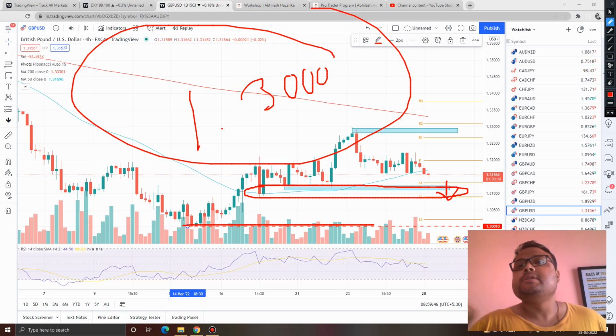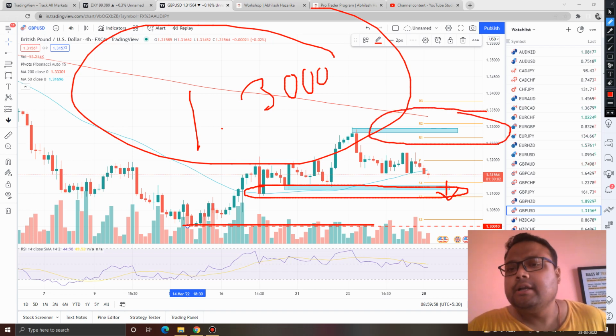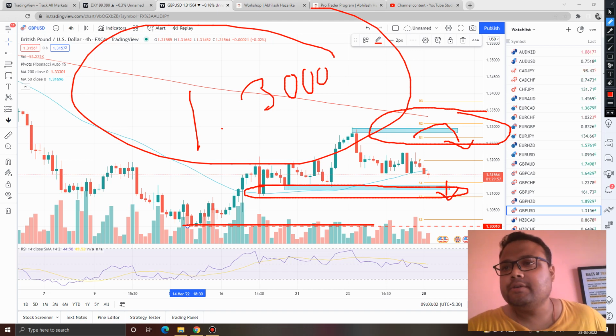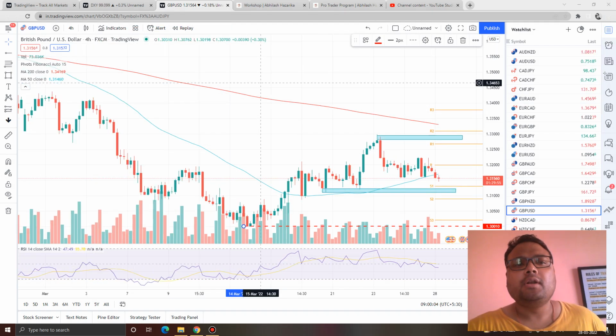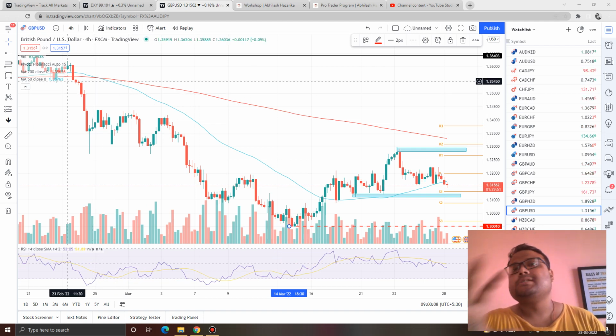If you ask me, Avilash, which is the best level to trade on GBP USD? Personally, I believe that this will be the best level to trade on GBP USD. Or if the market goes up and reverses from this resistance zone, then we can take a sell position. But otherwise, I'm not very positive on GBP USD because overall, if we look at the trend of GBP USD, it is very much towards the downside, a bearish trend.